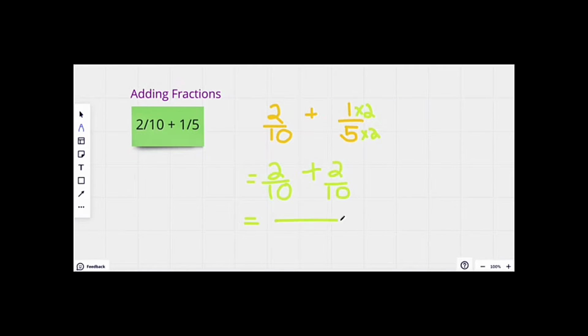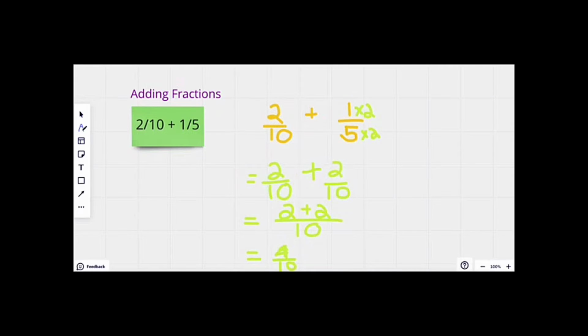And we're going to have 10 at the bottom because we said that's going to be our denominator. And we can now add the top of our fraction. 2 plus 2, and that then gives us, if we add 2 plus 2, we get a 4. And the denominator is still 10. So our answer of 2 tenths plus 1/5 equals 4 tenths.